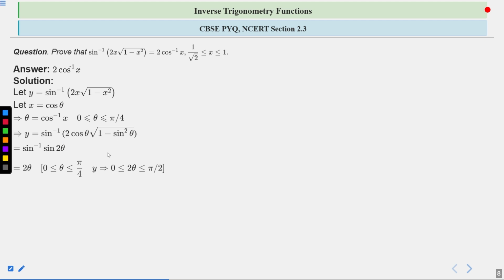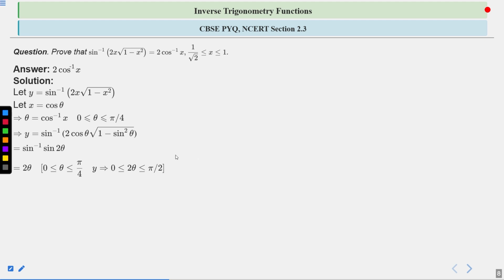And we can write sine inverse sine 2 theta as 2 theta because theta will always lie between 0 to pi by 4. Therefore, 2 theta will lie between 0 to pi by 2, isn't it? And 0 to pi by 2 is a subset of minus pi by 2 to pi by 2.